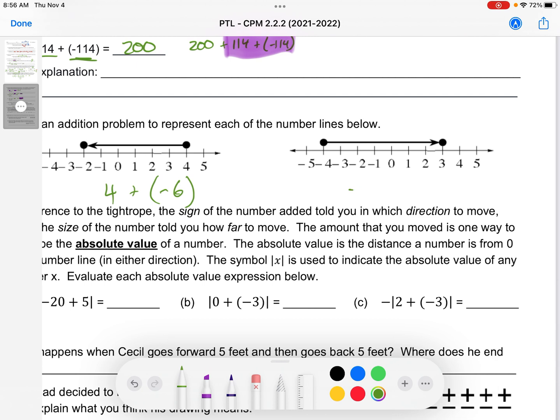Well, I start at negative 4. Where do I move? Moving to the right, so I'll have a positive number. I don't say plus 3, that's where I'm ending up. I need negative 4 all the way up to 3. So 1, 2, 3, 4, 5, 6, 7, plus 7.